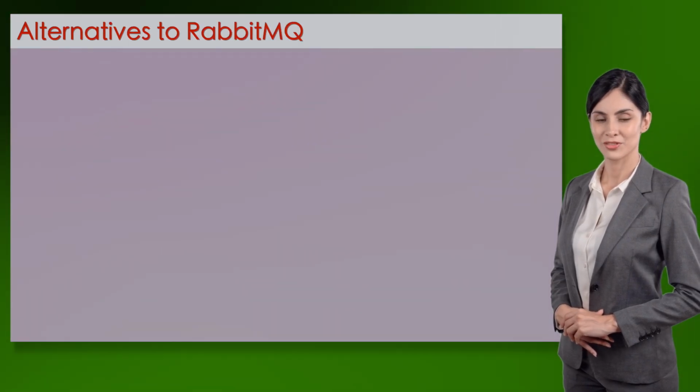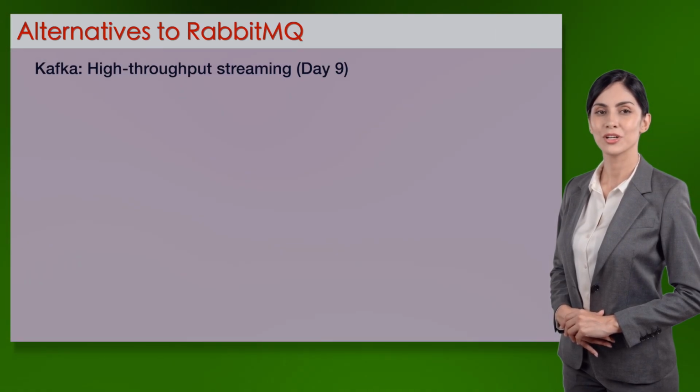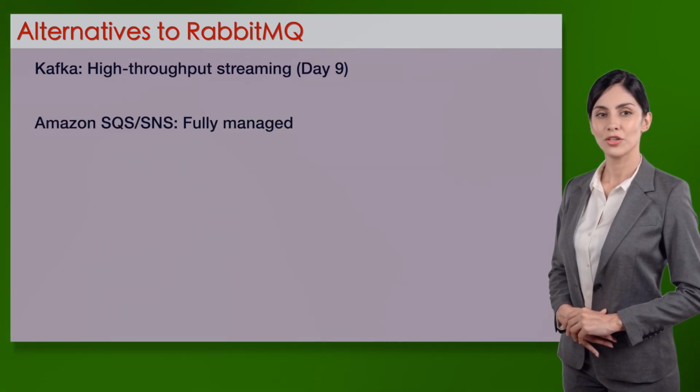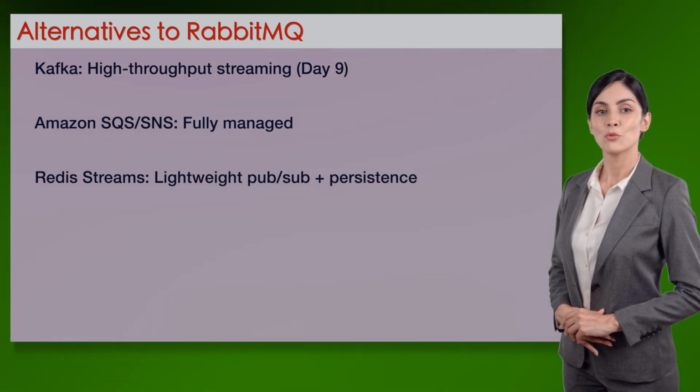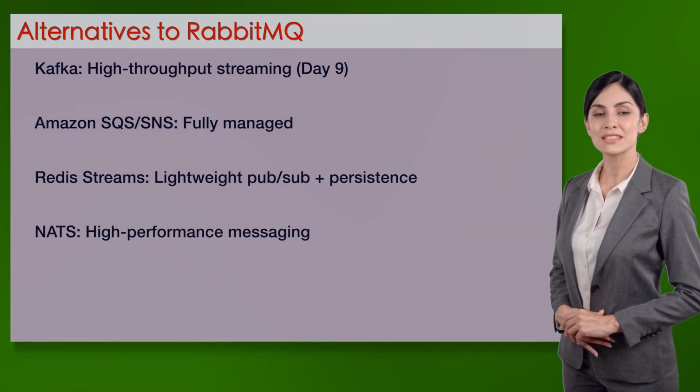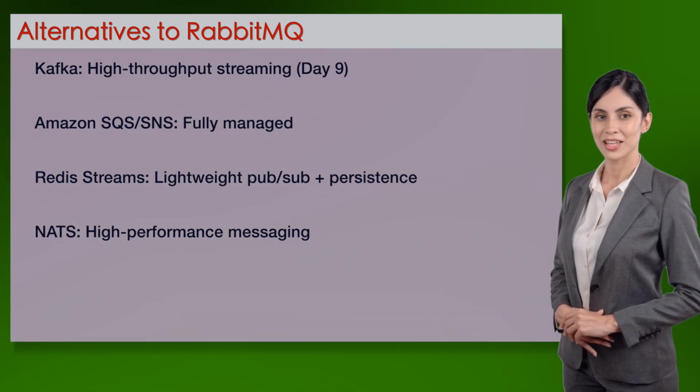Alternatives to RabbitMQ: Kafka excels at high-throughput event streaming. Amazon SQS and SNS are fully managed with high durability. Redis Streams offer lightweight pub/sub with persistence. NATS provides extremely high-performance lightweight messaging.